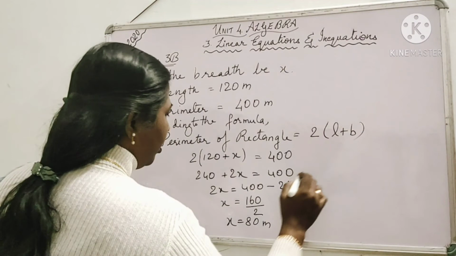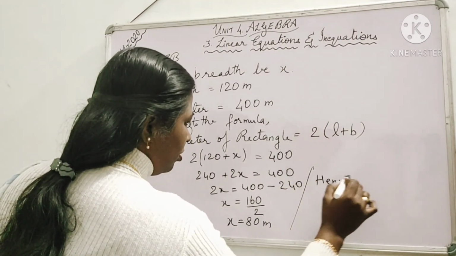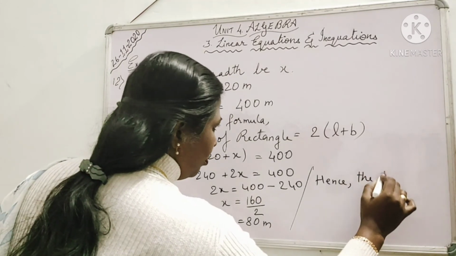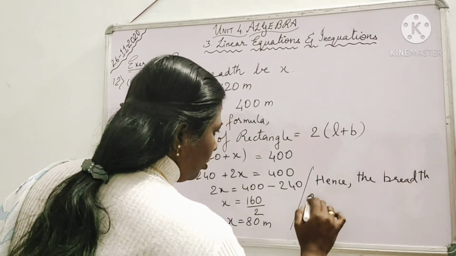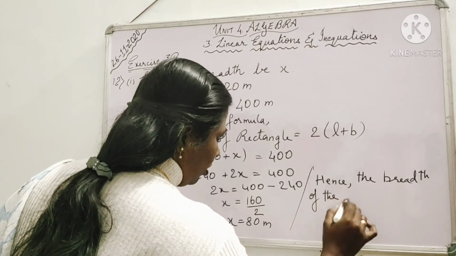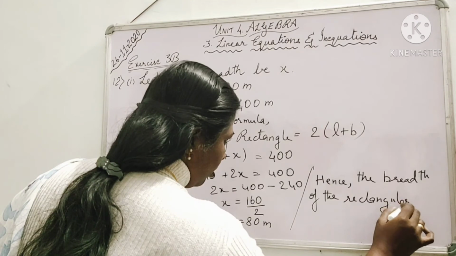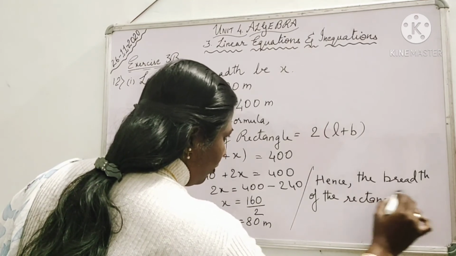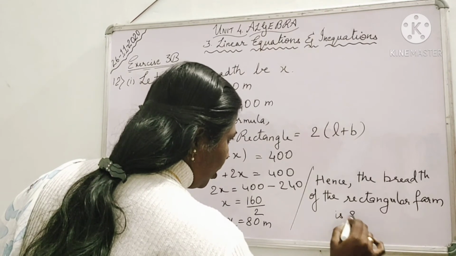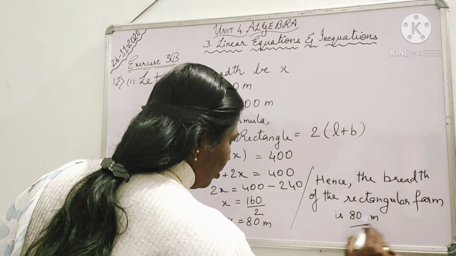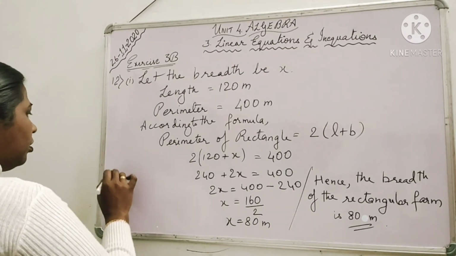Hence, I can write down here, hence the breadth of the rectangular farm is 80 meter. Okay students, and we have the second question.